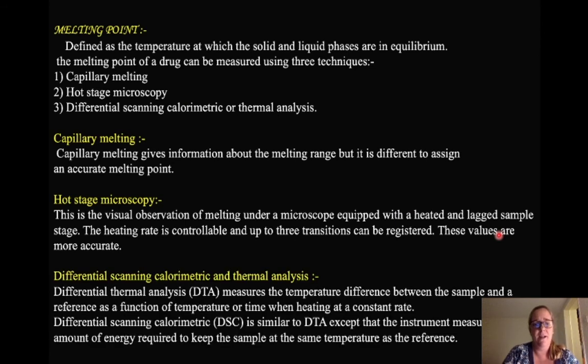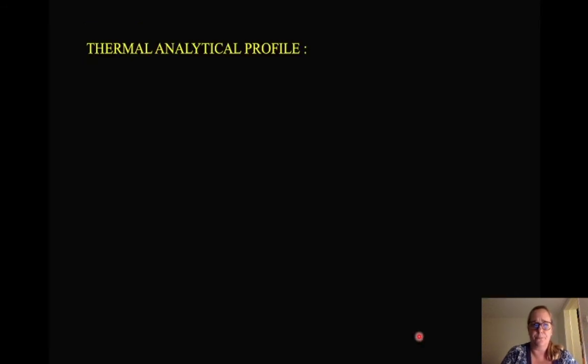Differential scanning calorimetry and differential thermal analysis, I think these are probably the best methods. The DTA measures the temperature difference between sample and a reference as a function of the temperature or time when heating at a constant rate. Whilst the differential scanning calorimetry, DSC, is similar to the DTA, except that the instrument measures the amount of energy required to keep the sample at the same temperature as the reference, so slightly different. These are more accurate ways of measuring the melting points of compounds.